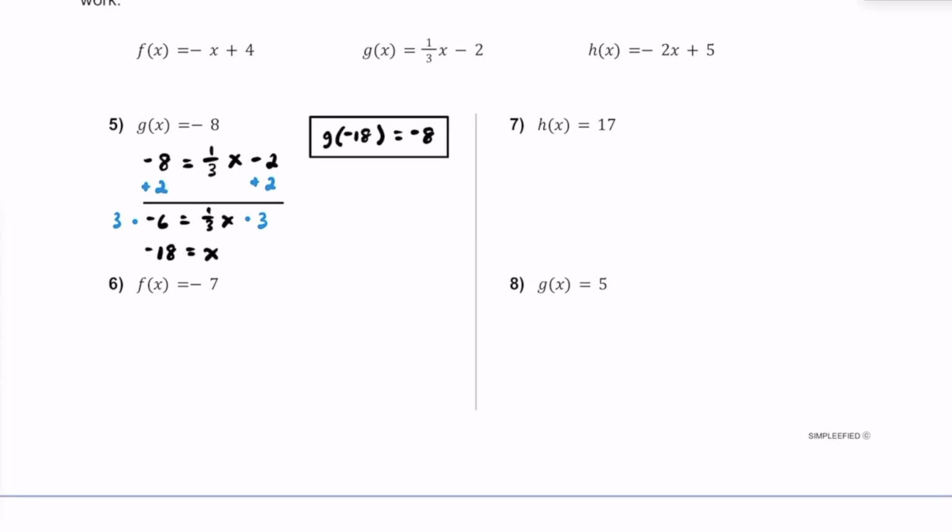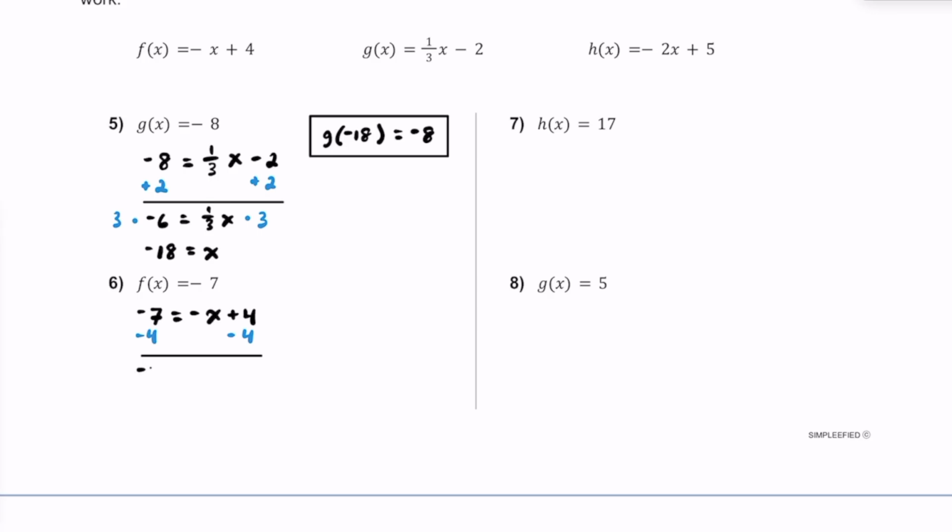What about number 6? For number 6, we see here that we have the f of x is equal to -7. So we're going to use our f of x function here. Now f of x is equal to -7, so plugging in -7 here for f of x, that's going to be equal to -x and then plus 4. This is another two-step equation here. Let's use the subtraction property of equality and take away 4 from both sides of the equation.